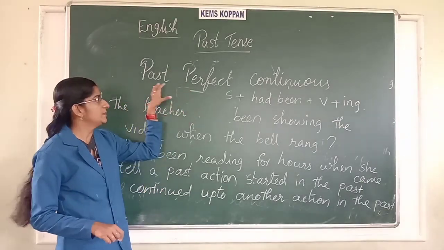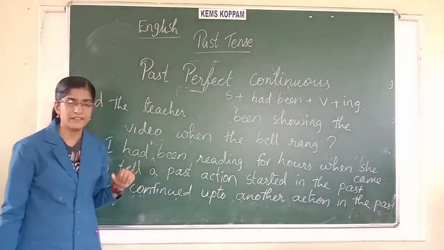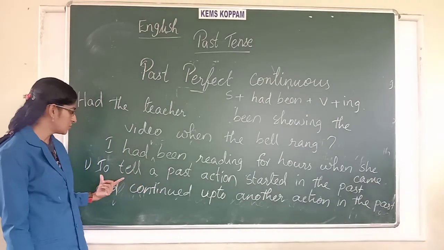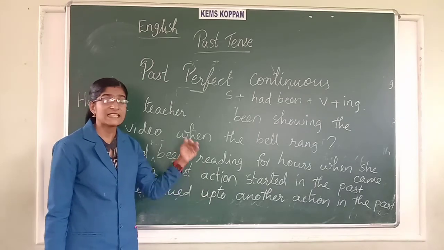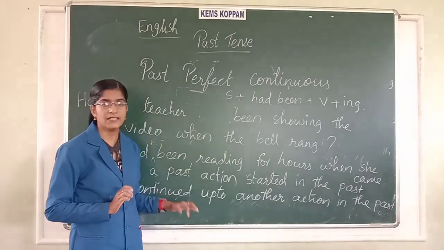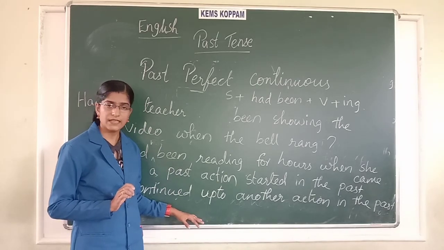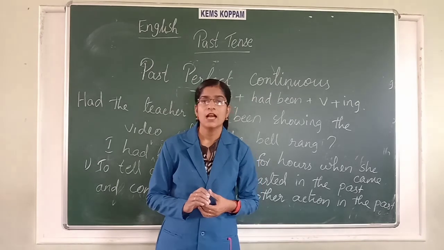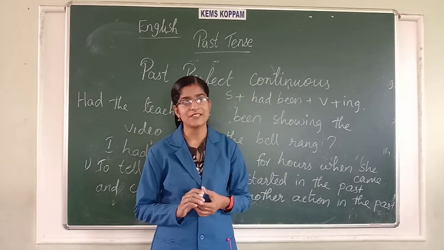This is all about past perfect continuous. Past perfect continuous is used to tell a past action that started in the past and continued up to another action in the past. Clear? So this is all about past tense. Hope you understood that.